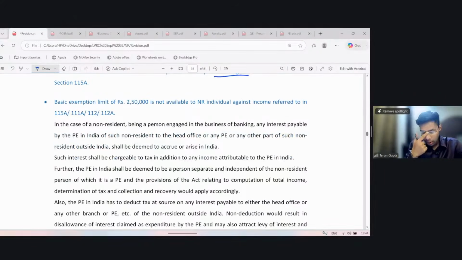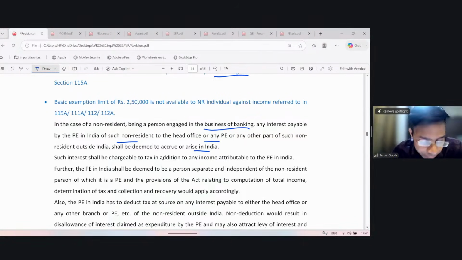Now, this is interesting. In case of a non-resident being a person engaged in the business of banking, so we are talking about a foreign bank, any interest payable by the PE in India of such non-resident to the head office or any PE or any other part of such non-resident outside India, it shall be deemed to accrue as in India. So there is a foreign bank, it has a branch PE in India. Now such PE is paying interest to such bank or to any other branch outside India of such bank. Then the interest so paid shall be deemed to accrue or arise in India in the hands of recipient.